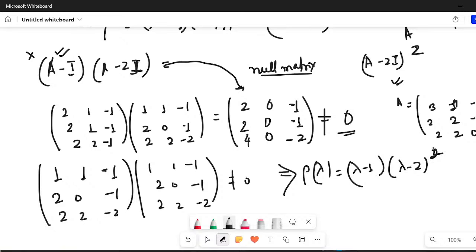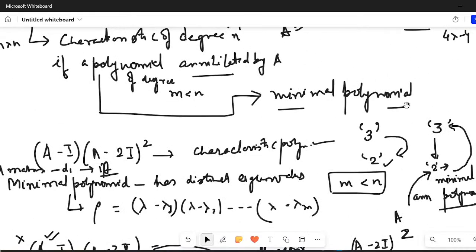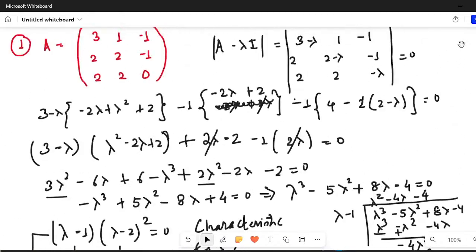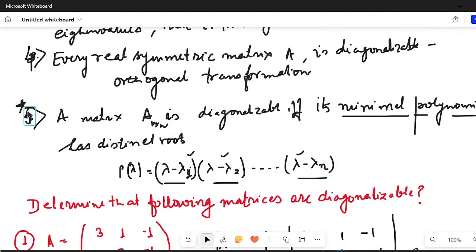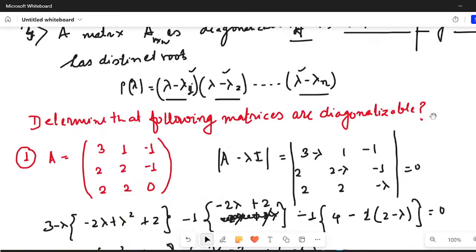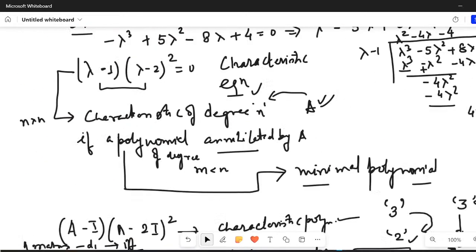And see what I told you. If the minimal polynomial can be written in terms of linear factors, then only the matrix is diagonalizable. This is the last statement. Please remember, it is a star marker. So a matrix A is diagonalizable if and only if, and if and only if means what? If the minimal polynomial cannot be expressed in terms of linear factors, then it is not diagonalizable. So if the minimal polynomial has distinct roots, only then the matrix can be diagonalizable.